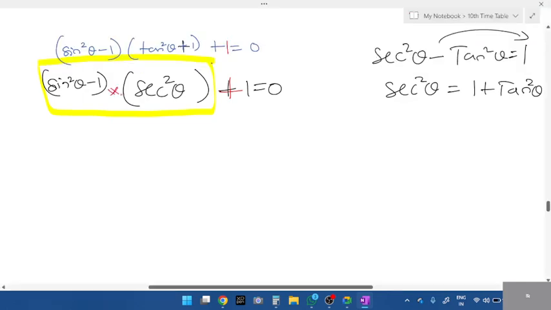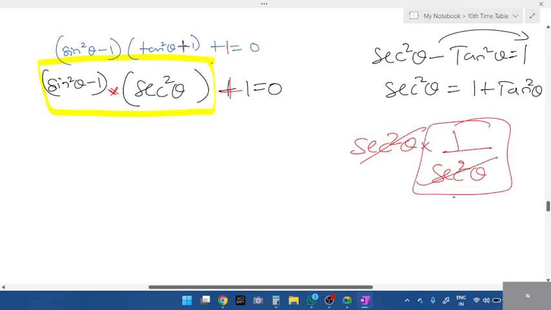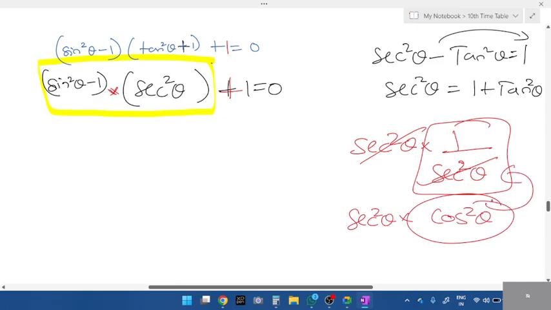Think and answer. Sec square is given here. At least answer. How will I eliminate this sec square theta? If I multiply by what, this will get cancelled? Very good. Think and answer. Correct. 1 by sec square, it gets cancelled. This is how you have to think. Now, how do I get 1 by sec square theta? What is 1 by sec square theta? Very good. Cos square theta. Correct. If you get cos square theta, can I convert into 1 by sec?